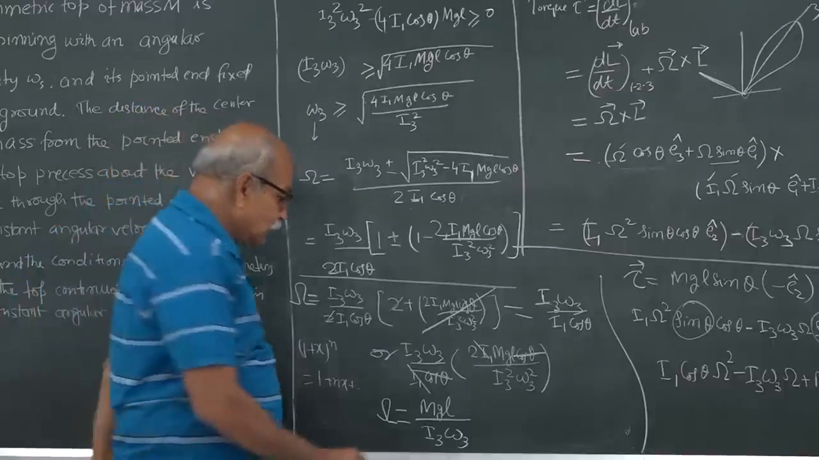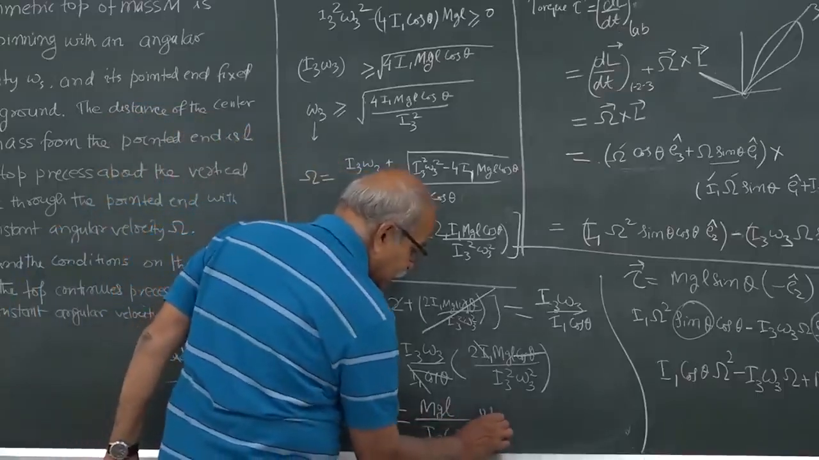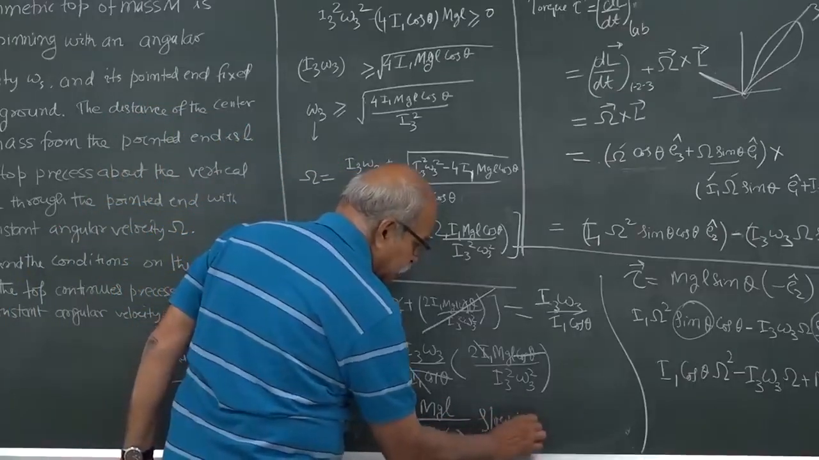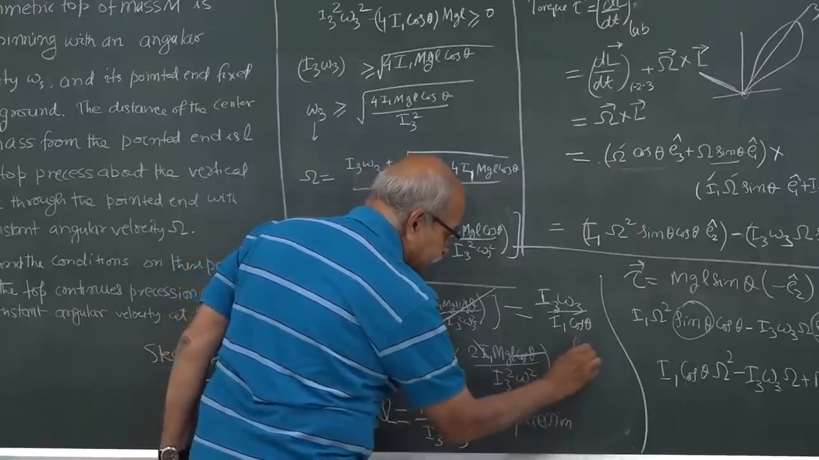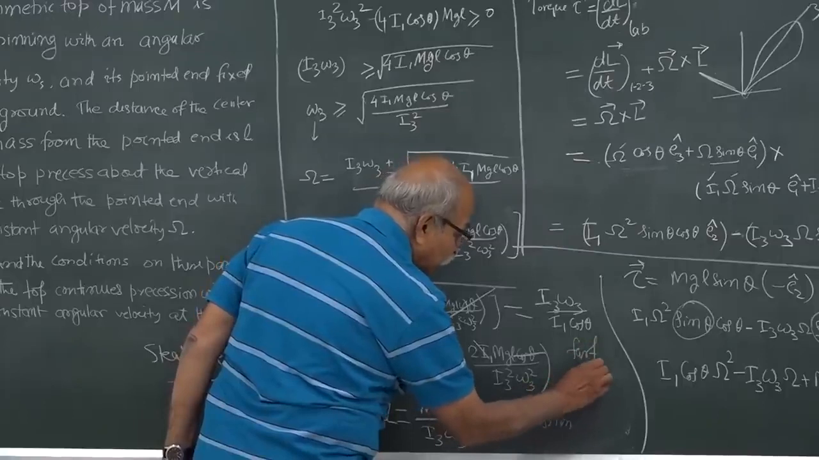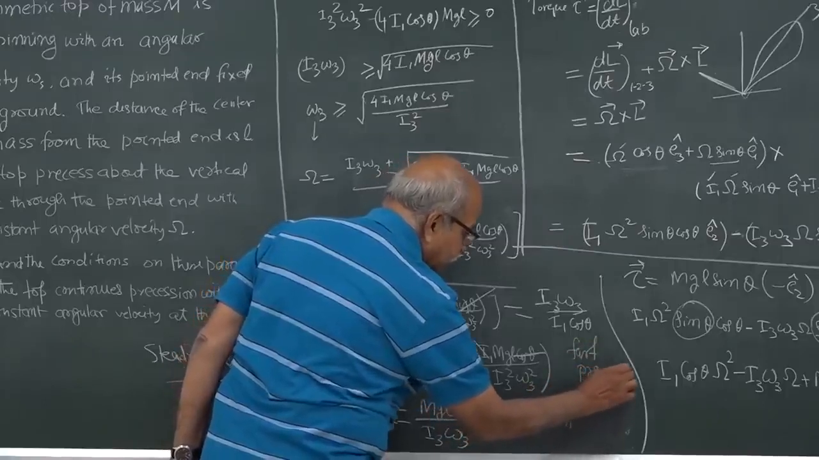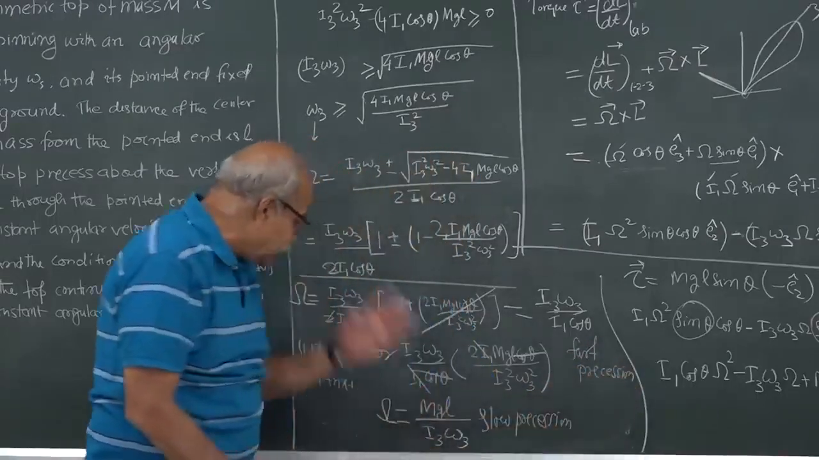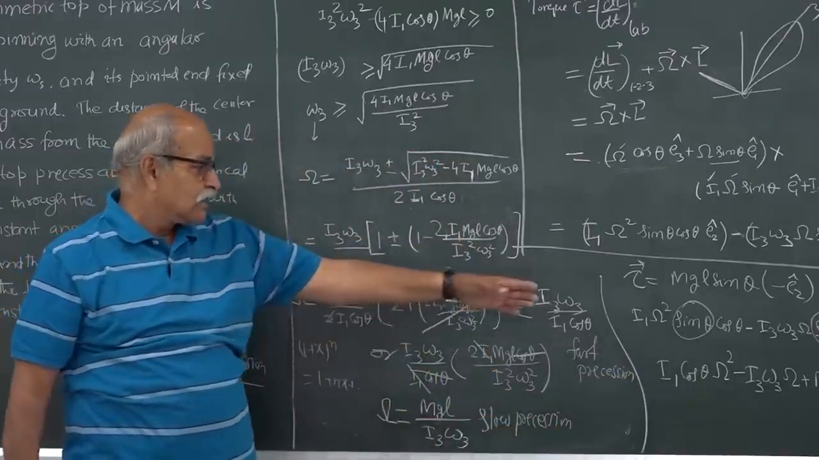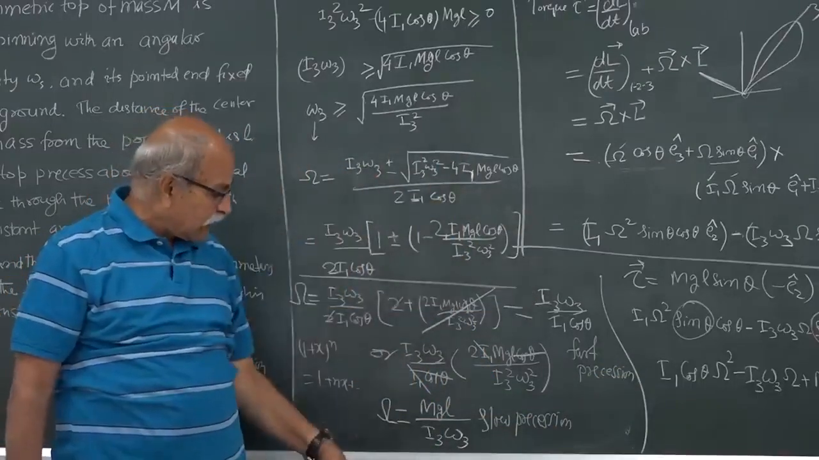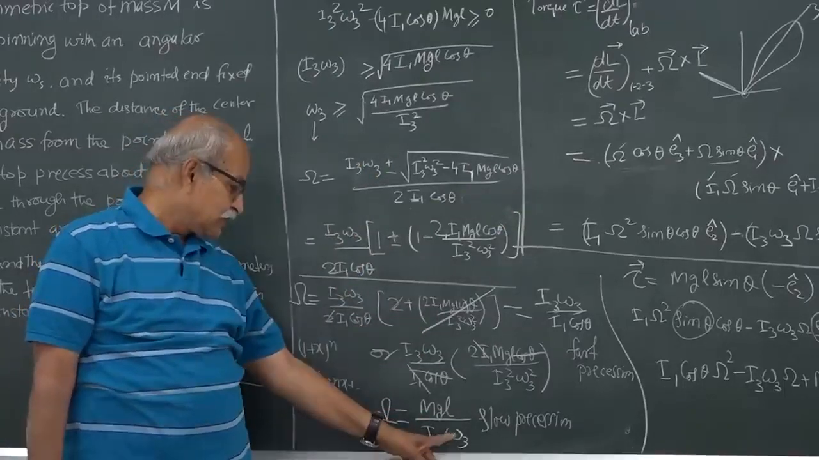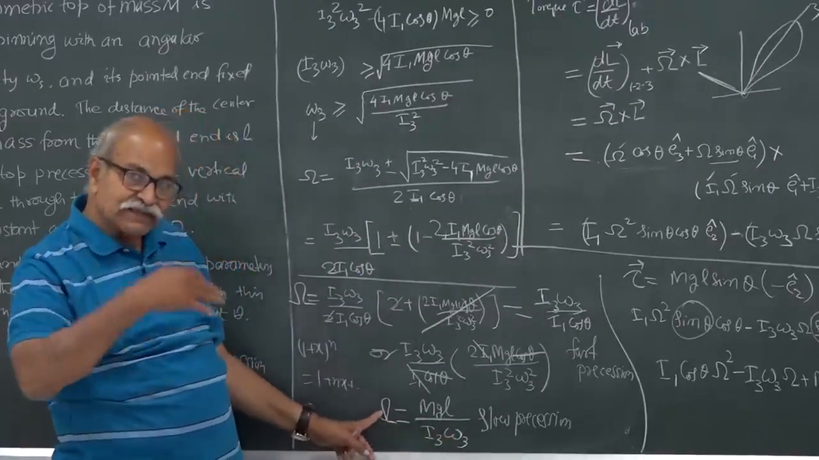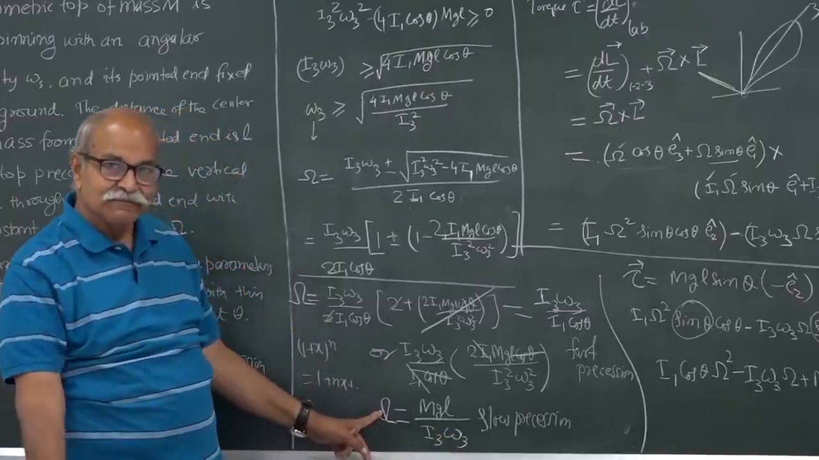This is known as slow precession, and this is known as fast precession. Both are possible depending on how you start, but you have to either start this way or start that way. In general, in practice, this is the way the tops are started, with large omega_3 and small precession velocity.